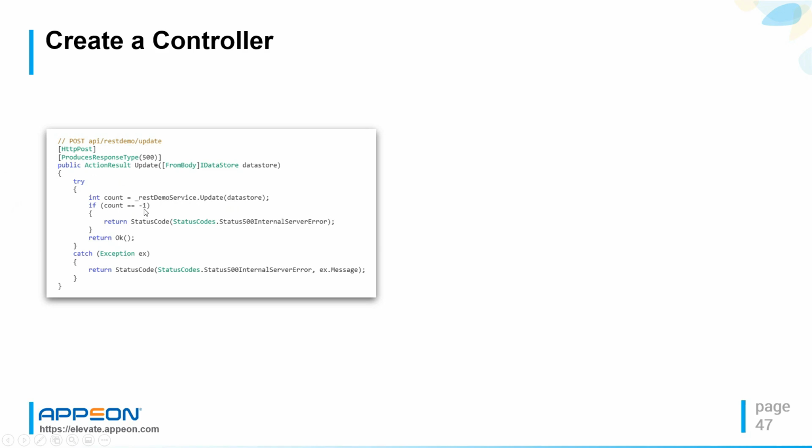Now if I get a -1, that means the update failed, and so I'm going to return a 500 error code. And the 500 error code in REST services means it blew up. Otherwise, I'm going to return OK. It just means that the update worked. Also, I've got this wrapped in a try block, so if there's an exception, I will also return a 500 error code, except this time I'll actually return the message from the exception as well.